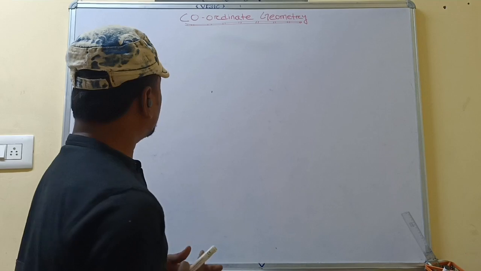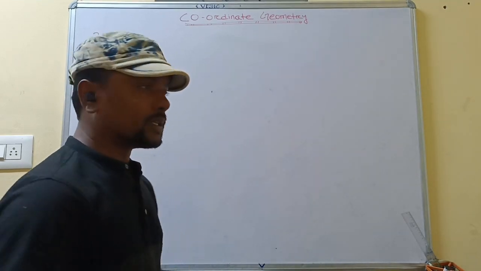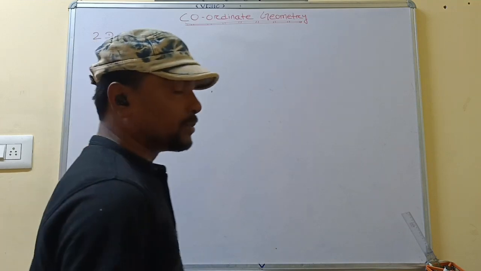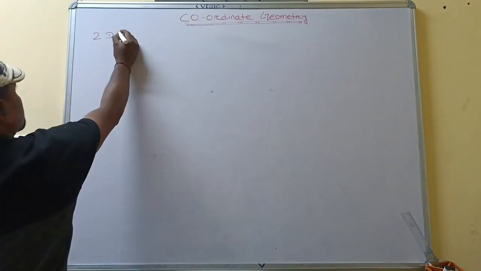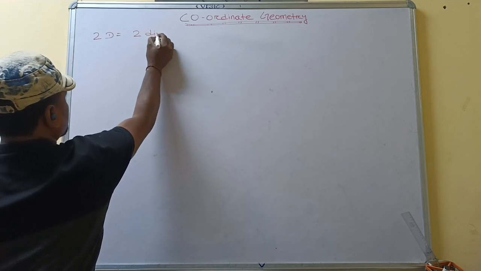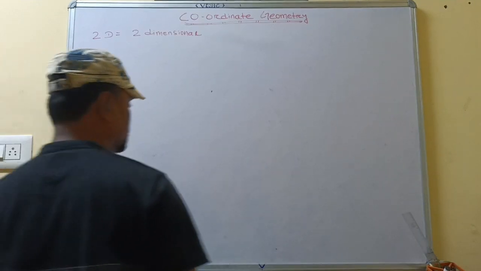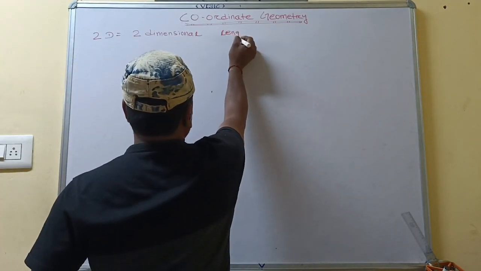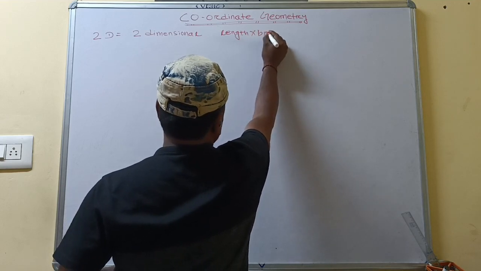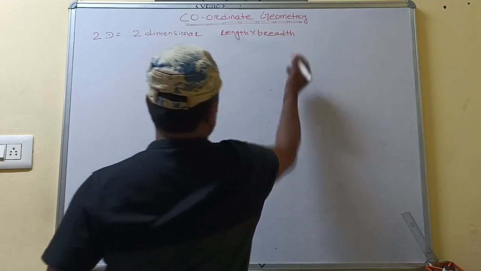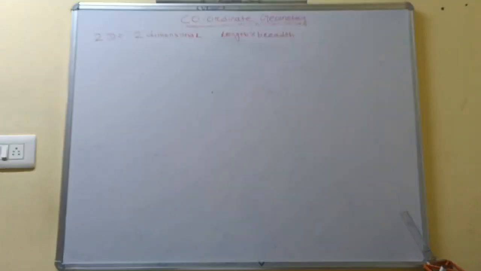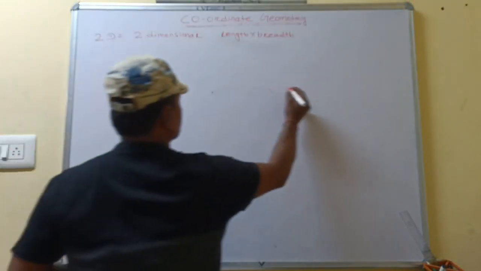Right now, I will teach you 2D, meaning two dimensional. We are generally taking an ordered pair as two dimensional. Two dimensional means basically I will take length into width. So 2D means two dimensional. Basically, we will take as an ordered pair length and breadth. And here in coordinate geometry, we will discuss ordered pairs.